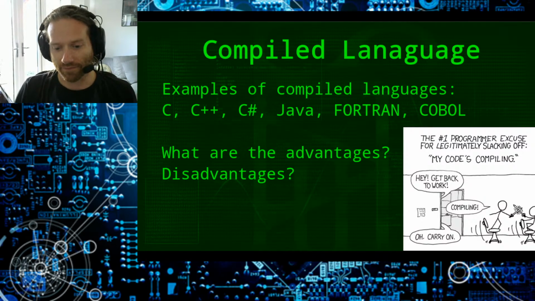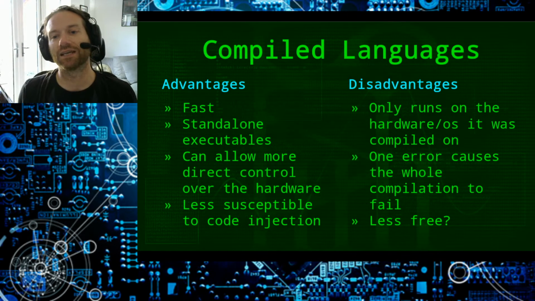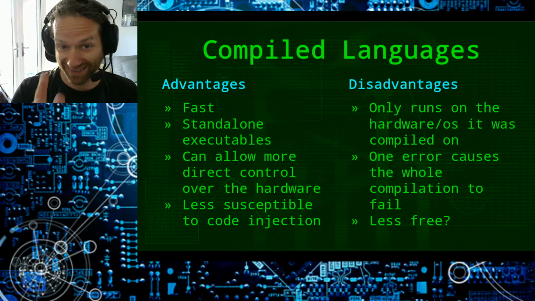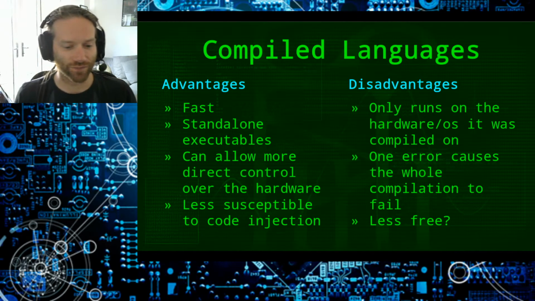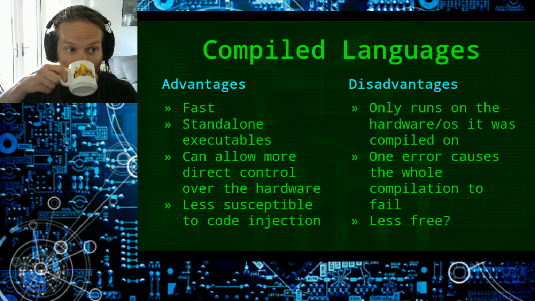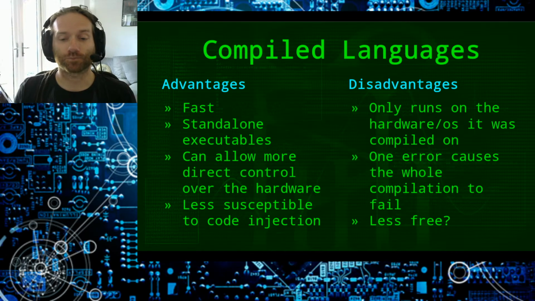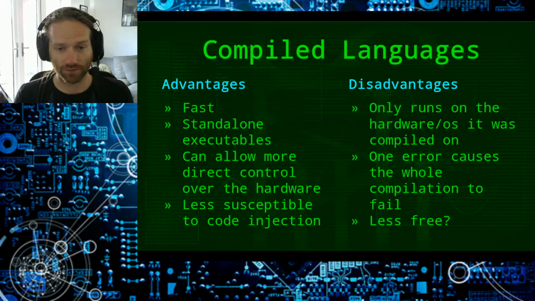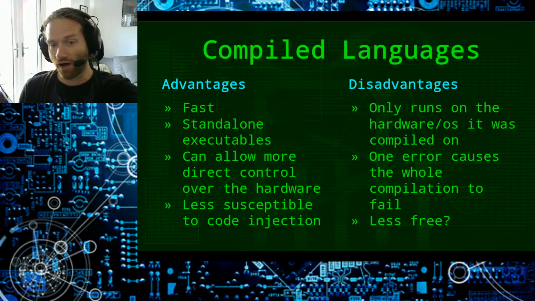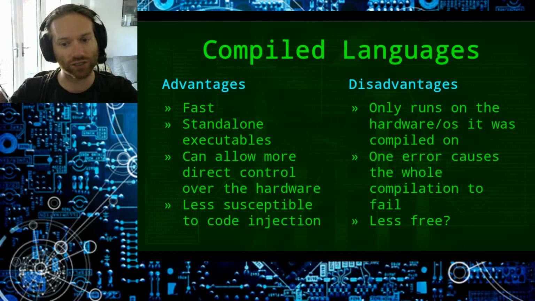Cool. So here we go. Here's my pre-compiled list of advantages and disadvantages for compiled languages. They're super fast, and they produce standalone executables, which means here's your one file that will run your program. You don't need anything else, okay? Which is good.